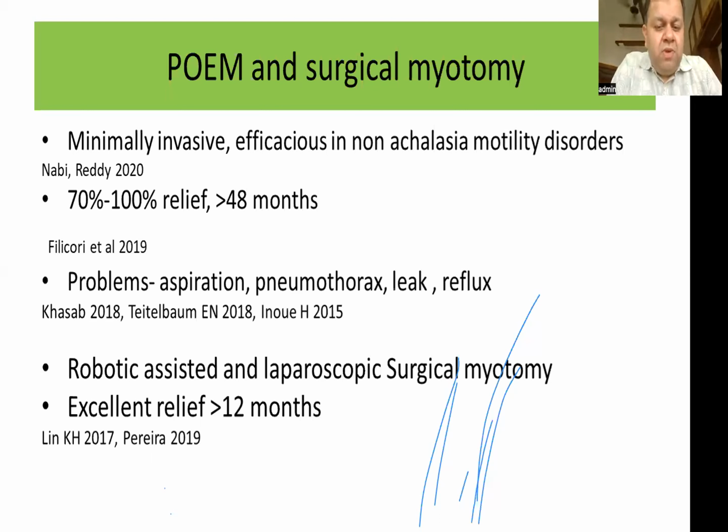We can also suggest robotic assisted and laparoscopic surgical myotomy in patients with EGJ outflow obstruction, and usually the response rates are very good. Up to 12 months data is available in a few trials, which suggests nearly 95 to 100% response.